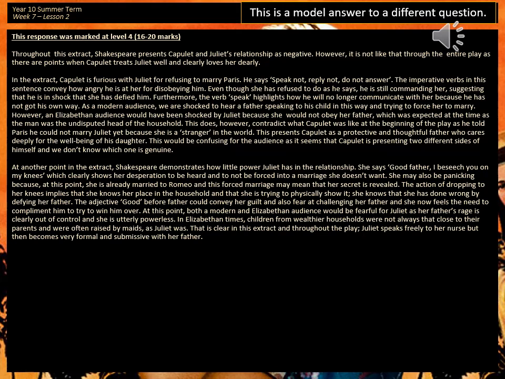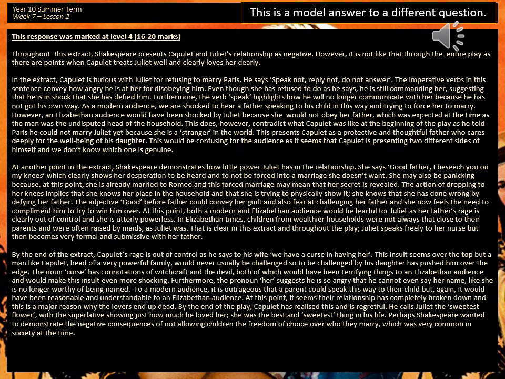In Elizabethan times, children from wealthier households were not always that close to their parents, and were often raised by maids, as Juliet was. That is clear in this extract and throughout the play. Juliet speaks freely to her nurse, but then becomes very formal and submissive with her father. By the end of the extract, Capulet's rage is out of control.